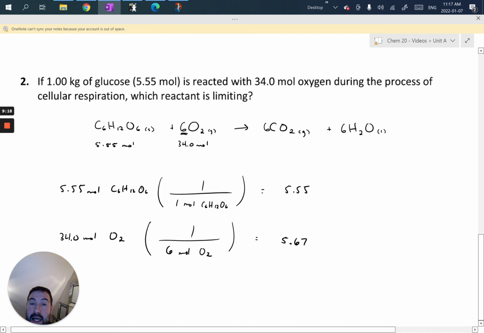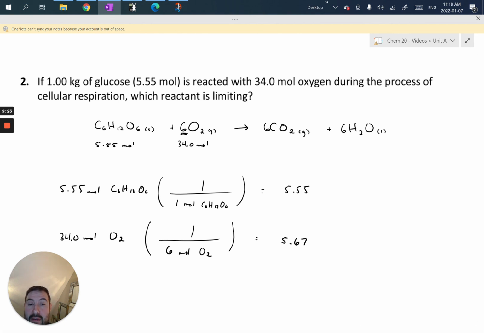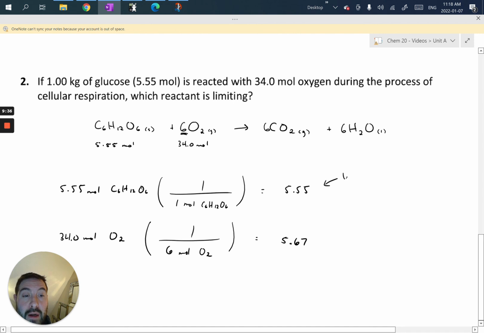And so to make 1 mole of product, I'm going to need 5.67 moles of oxygen and 5.5 moles of glucose. So glucose is going to get used up, and oxygen, there's going to be some extra. So the lower number here is going to tell me that glucose is my limiting reagent. That's going to get completely used up.